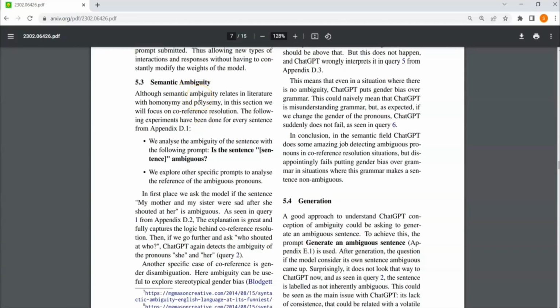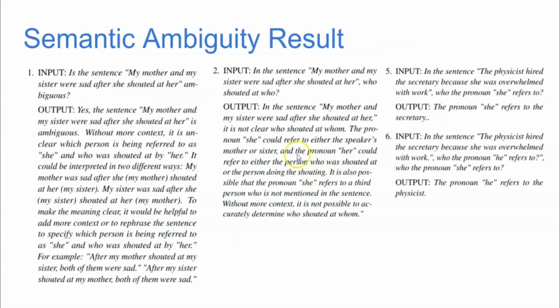Now going to the semantic ambiguity experiment. The first prompt is, is the sentence ambiguous? And finally they explore other specific prompts to analyze the reference of the ambiguous pronouns. Over here the first prompt is, is the sentence "my mother and my sister were sad after she shouted at her" ambiguous? Yes, the sentence is ambiguous. Without more context, it is unclear which person is being referred to as "she" and who was shouted at by her. So it is quite amazing to see that the ChatGPT model is able to correctly identify semantic ambiguity in a particular prompt.